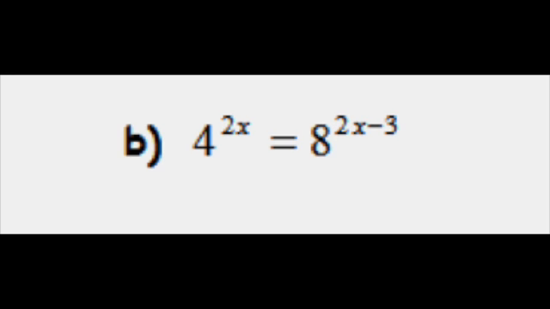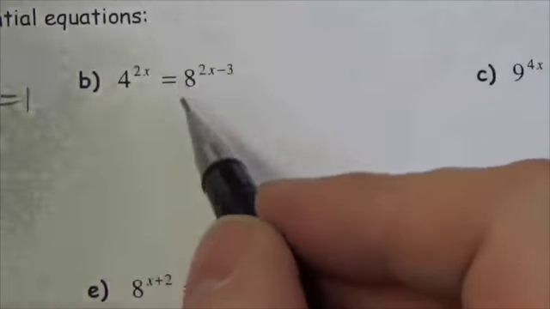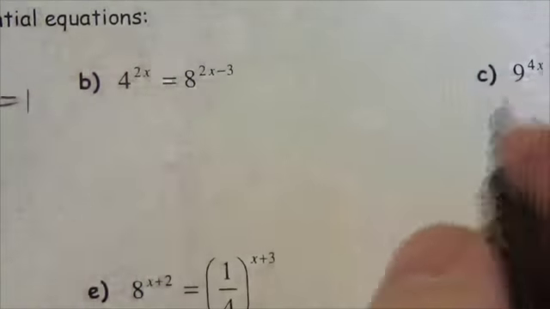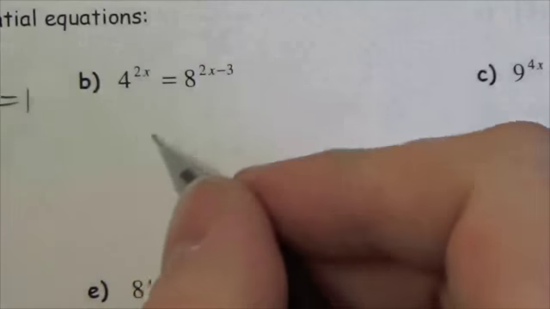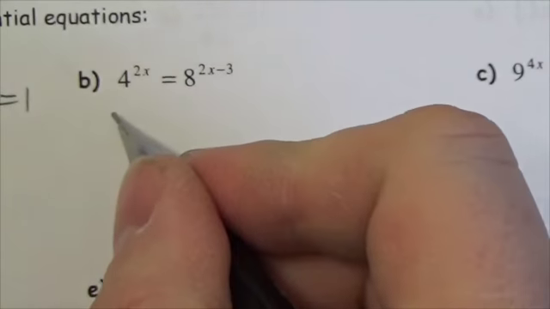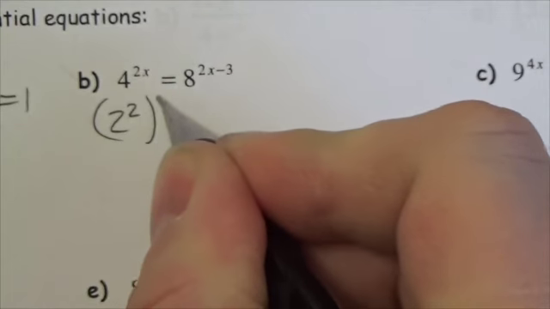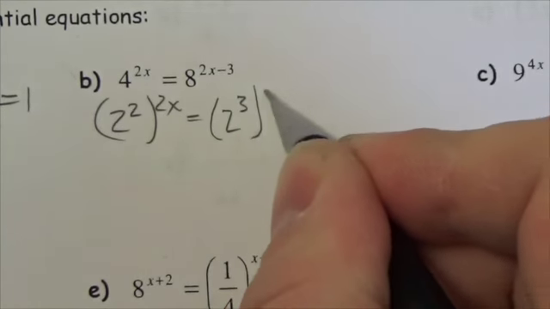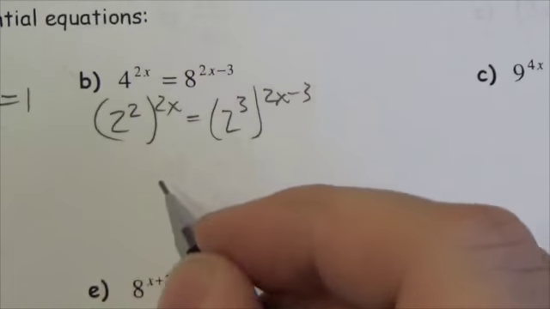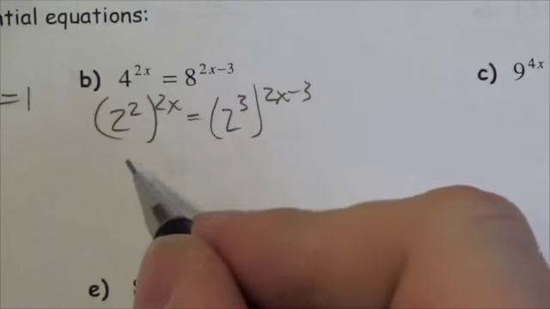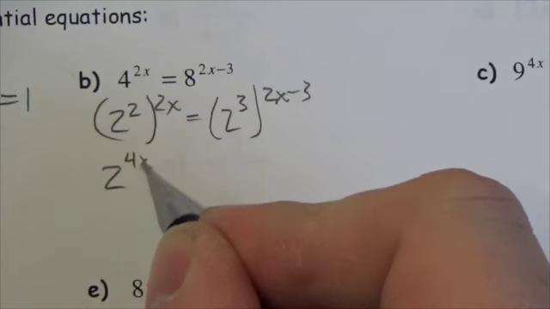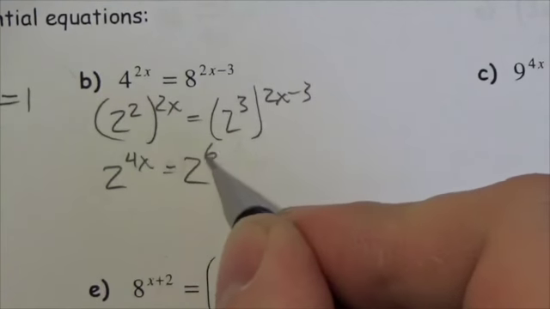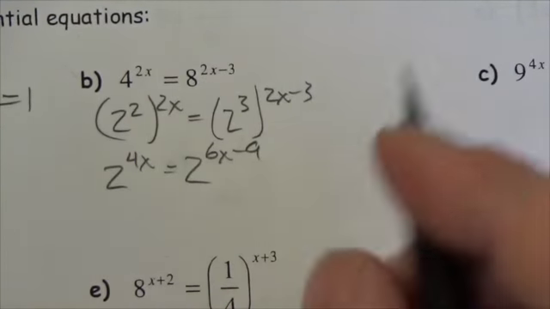4 to the 2x equals 8 to the 2x minus 3. In this case, I can't get away with making them base 4 each. What I've got to do here is recognize that these are both powers of 2, so this will become 2 squared to the 2x, and 8 is 2 cubed, to the 2x minus 3. That's not enough here, though. I need to make this 2 to the 4x is going to equal 2 to the 6x minus 9.